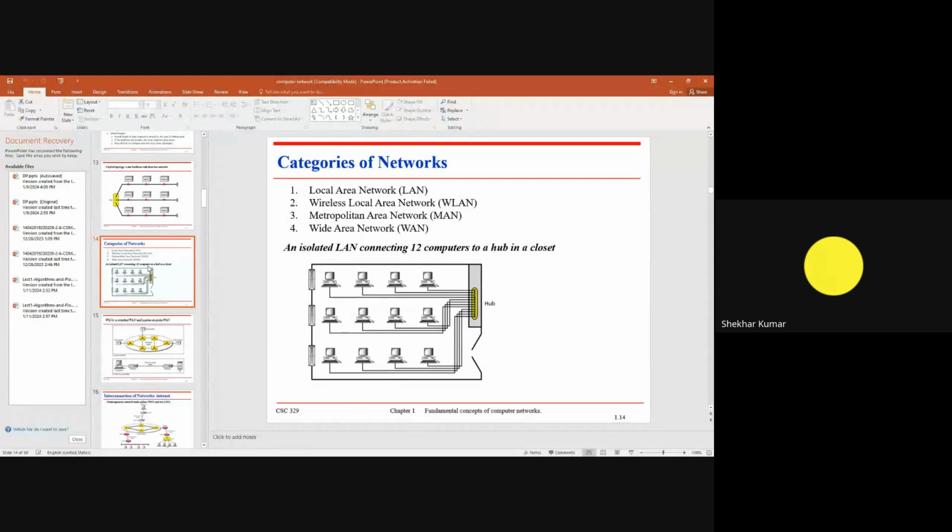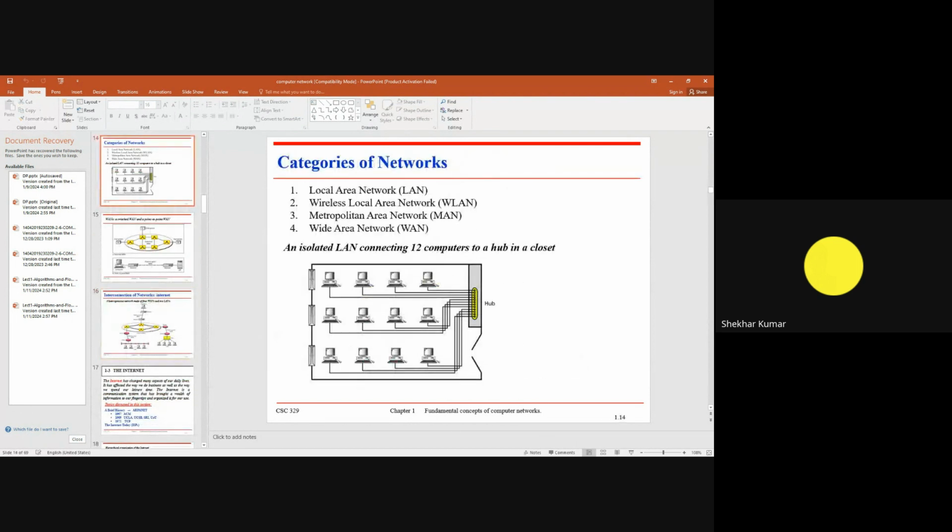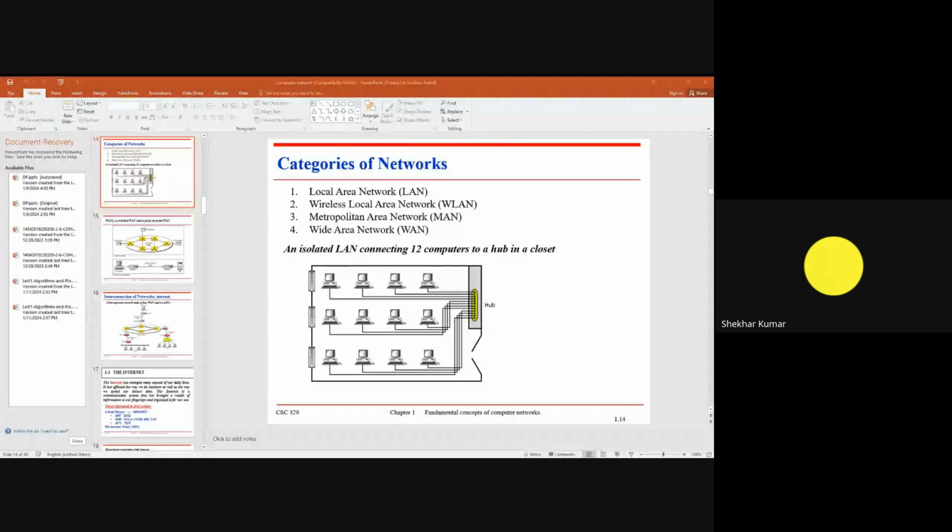Then the different types of networks which we use in our day-to-day life are your local area network, wide area network, metropolitan area network, and wireless local area network. These are different types of networks, from local area to wide area to metropolitan area, which you use.